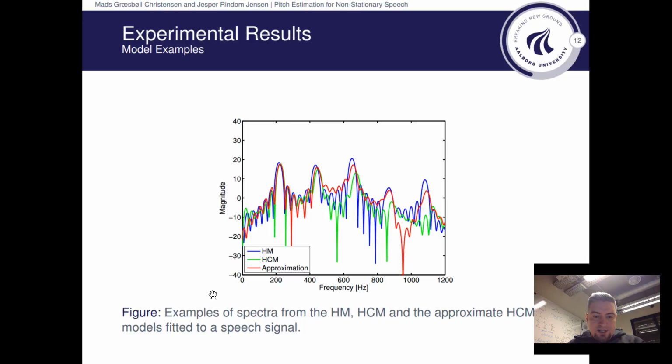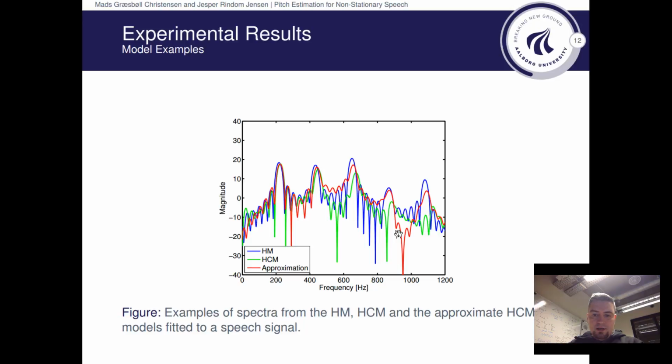All right, first off, here's an example of some spectra from the harmonic model, the harmonic chirp model, and this approximation that I said people have been using in the literature. These models are fitted to a speech signal, and what we see here is simply the first 5 harmonics. The blue one is the harmonic model, and you can see you have the nice regular spacing here, and you can recognize the nice regular shape of the sinusoids. But once you get the harmonic chirp model with even a relatively small chirp rate, you can see that the lower harmonics still have this nice and regular shape, but as you move up in frequency, you get more and more of a distortion or modulation of the sinusoid. Of course, this is to be expected since the chirp rate of the higher harmonics is L times the fundamental chirp rate.